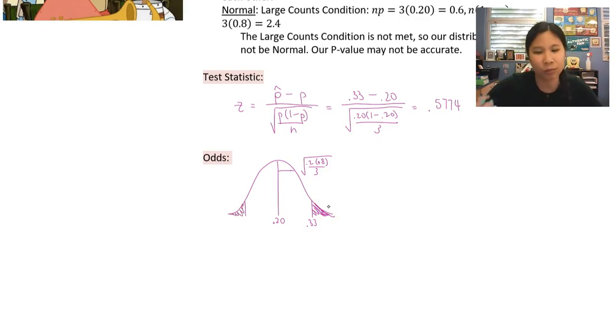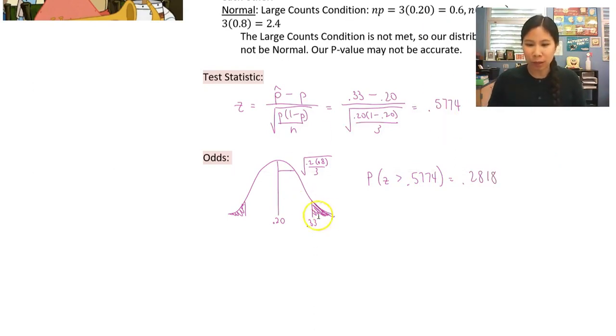I'm not so concerned about the actual x value that goes over here, because once I find this probability to the right, I can just double it, because the normal curve is symmetric. What's on one side should also be on the left side as well. So when I double it, that'll give me the probability of both sides. Just looking for the probability on the right side, where z is greater than a z-score of 0.5774, I end up with a probability of 0.2818. That gives me the probability on the right side.